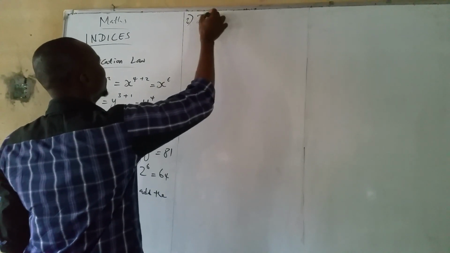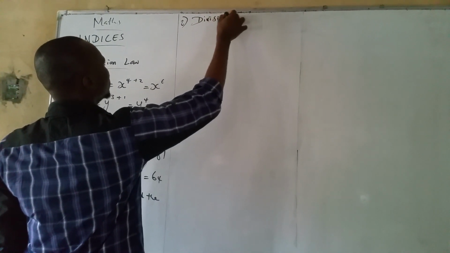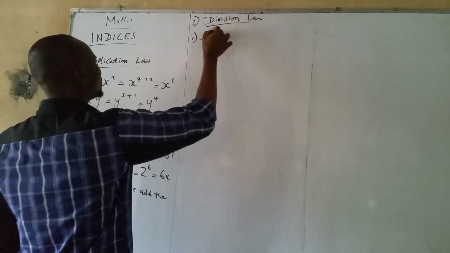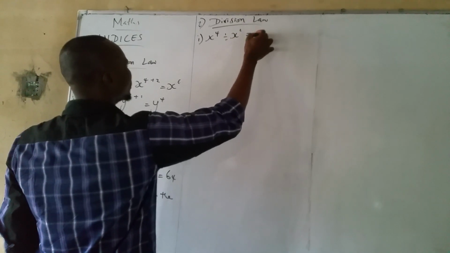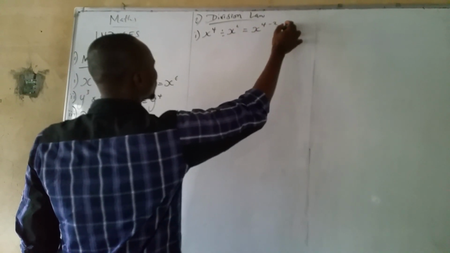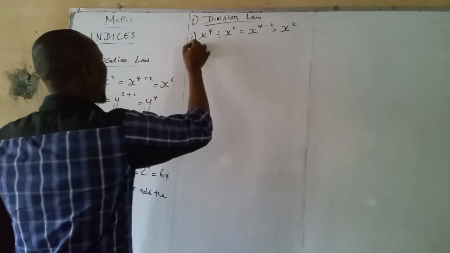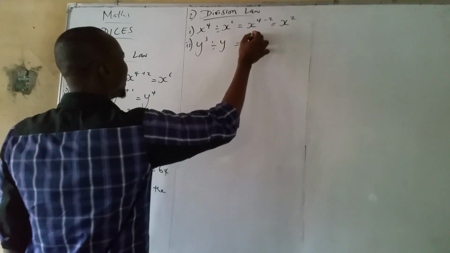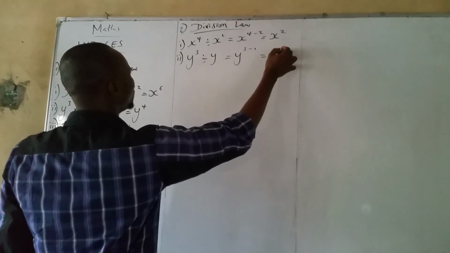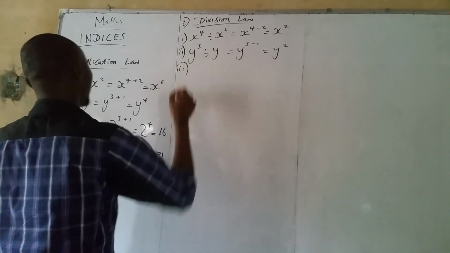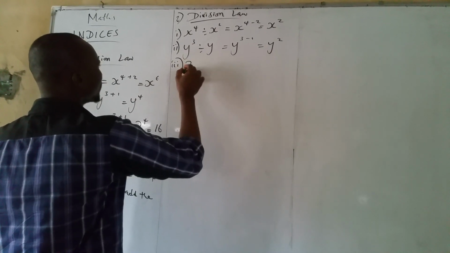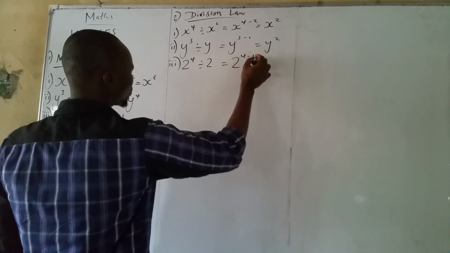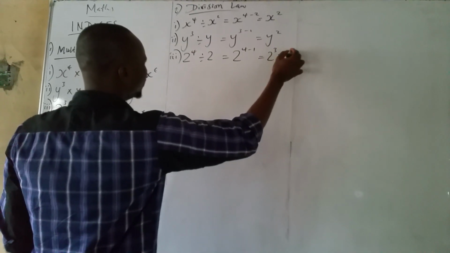Number 2, division law. In this law, x raised power 4 divided by x raised power 2 is equals to what? X raised power 4 minus 2. This is equals to x raised power 2. We have y raised power 3 divided by y. This is equals to y raised power 3 minus 1 equals to y squared. When you have 2 raised power 4 divided by 2, this is equals to 2 raised power 4 minus 1 equals to 2 raised power 3. And this is equals to 8.